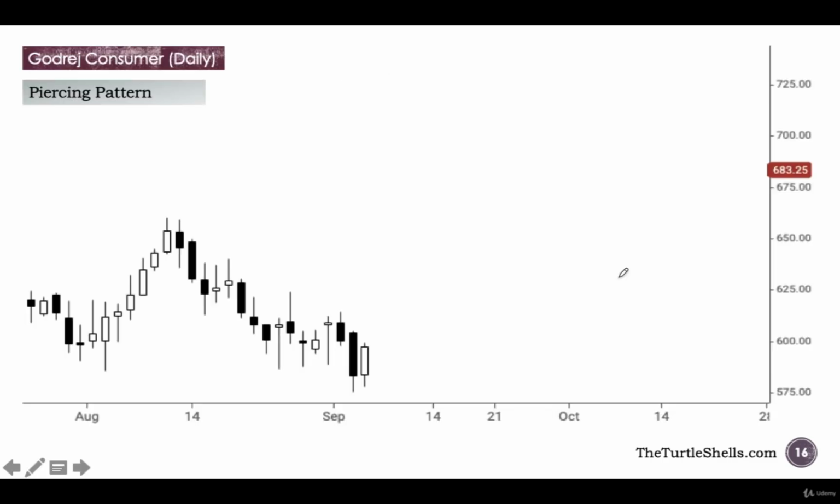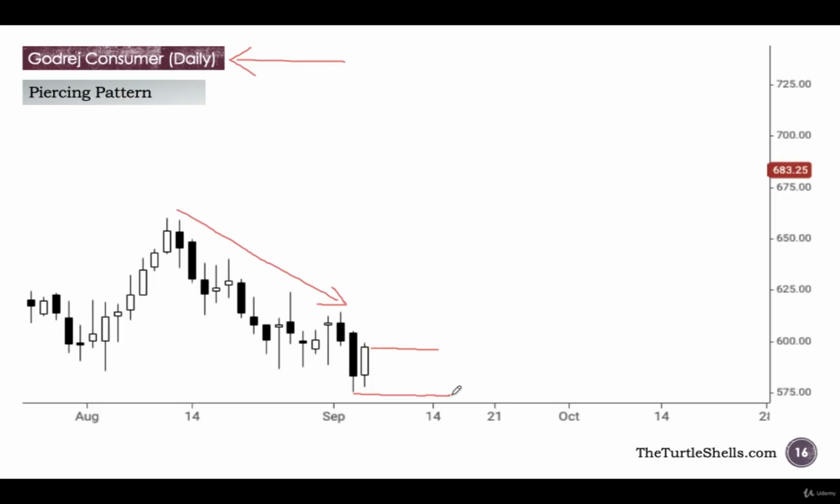So let's quickly have a look at an example. This is Godrej Consumer. It's a daily time frame. The market started going down from here. Nice downtrend. A piercing pattern here, not a perfect one, but the close is above the midpoint of the black real body. So you have the entry point here.